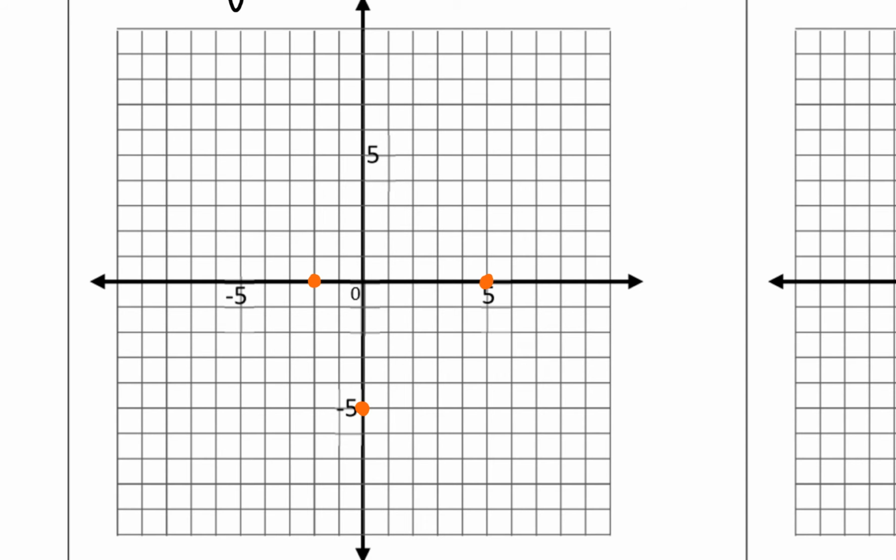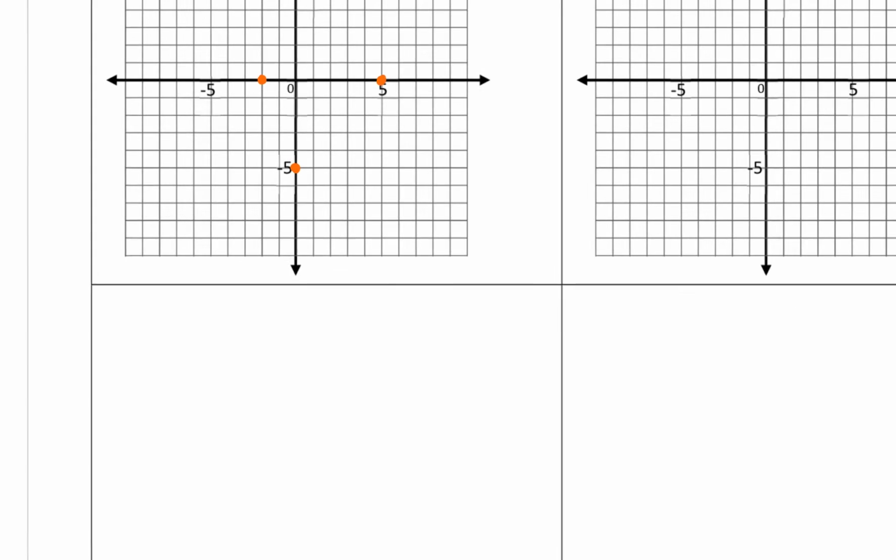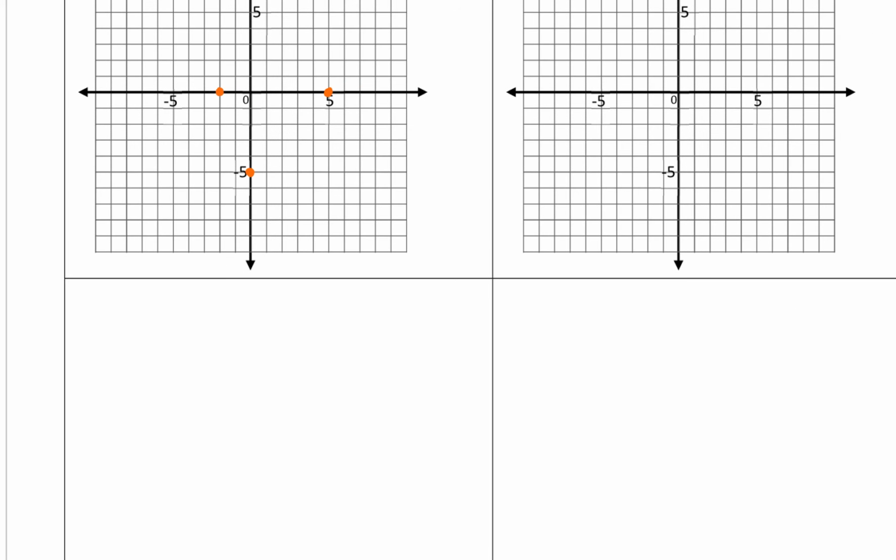So let's start with a note. The first thing I want us to write down is that we're going to be using the equation y equals a times the quantity x minus b times the quantity x minus d, where b and d are the x values of the x-intercepts. They're the roots.